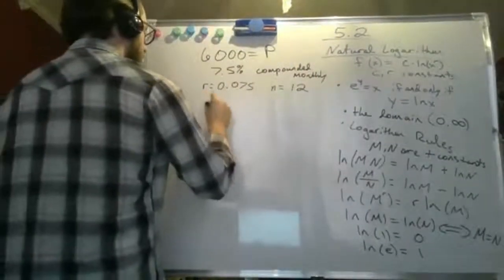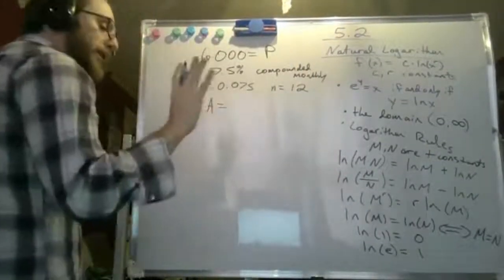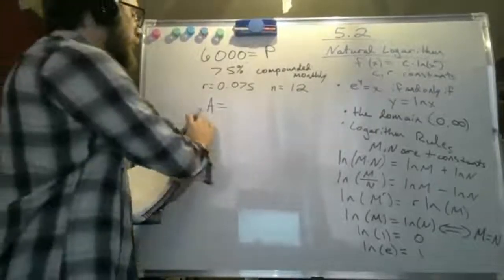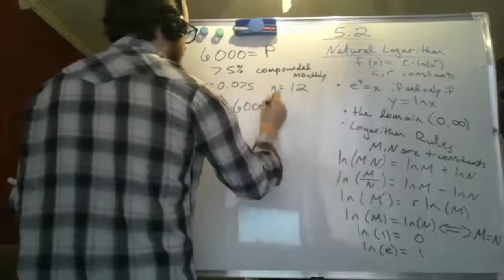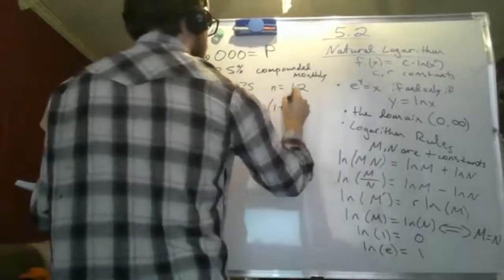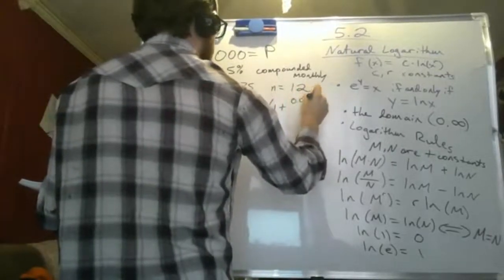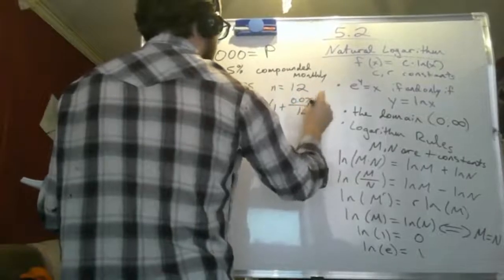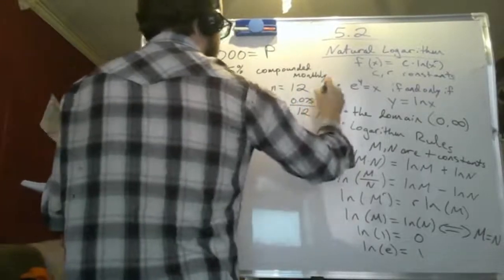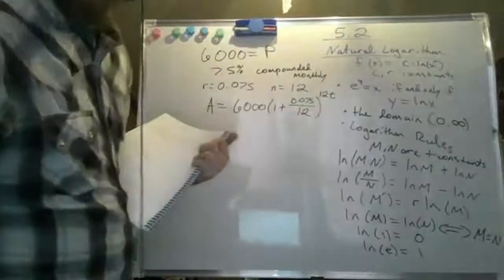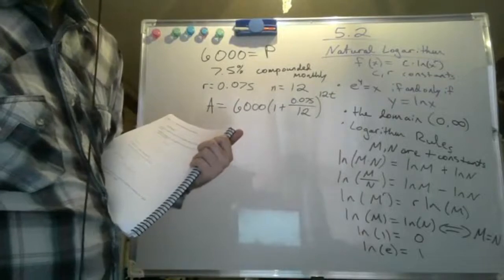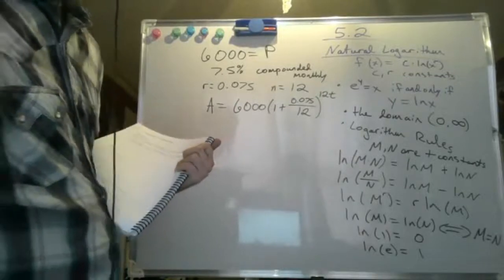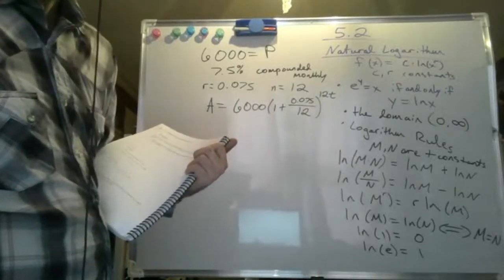So before we even know what they're asking us, we can go ahead and make our equation here. So A is equal to 6,000 times (1 plus r divided by n), all raised to the nt. And there we have it. There's our equation for interest that is compounded monthly.